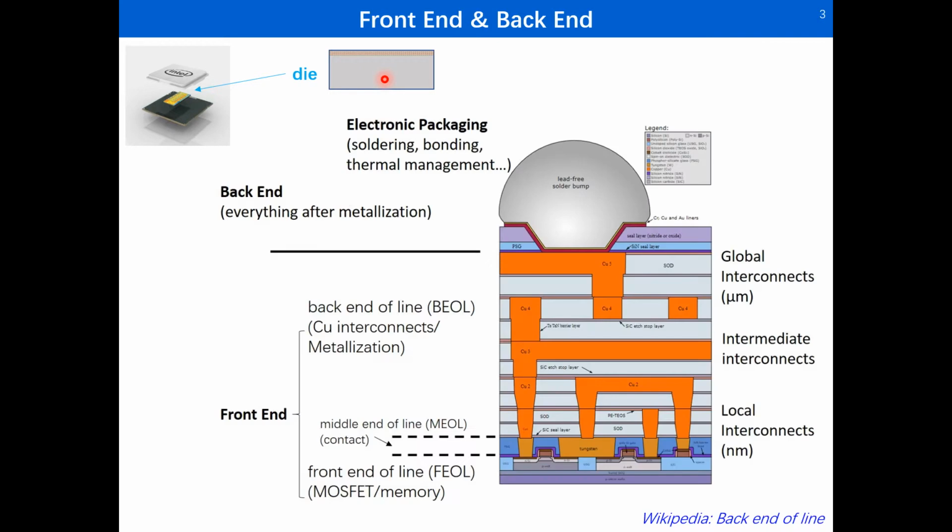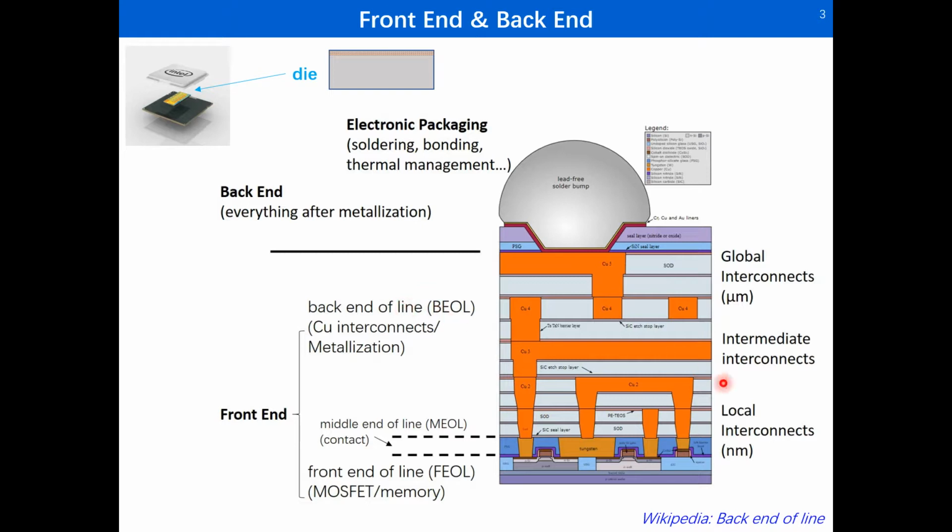The surface structure of the die is like this. The bottom is the CMOS structure with source, drain, and gate. This is called FEOL, the front end of line. And the upper part is copper interconnect made by the dual damascene process. This is the BEOL, the back end of line.